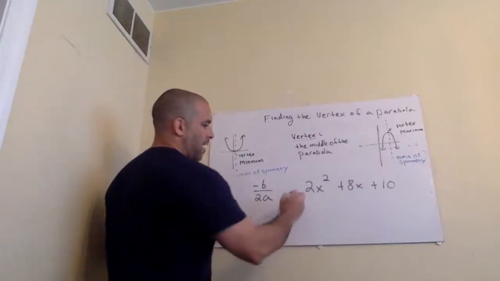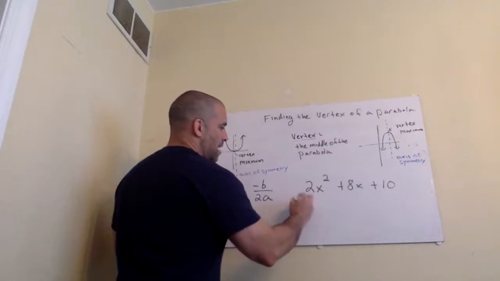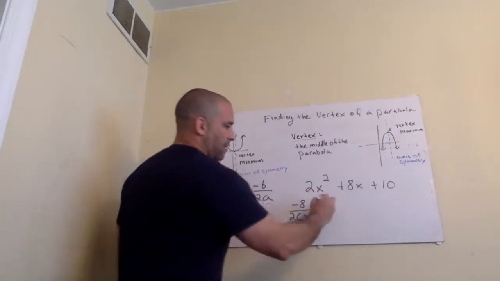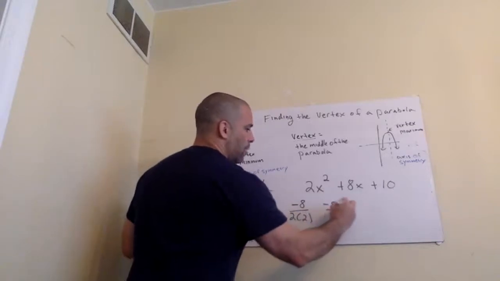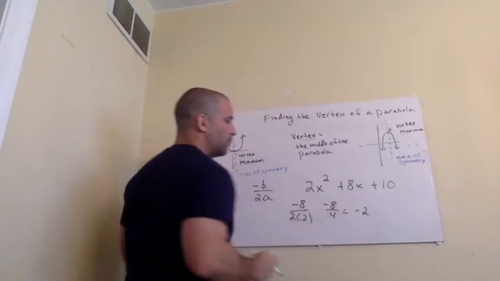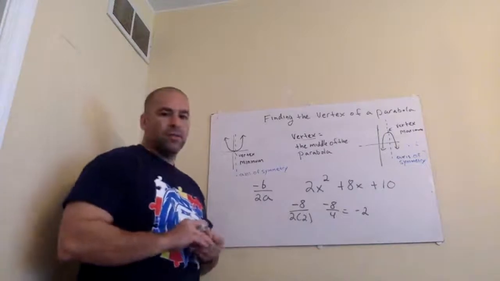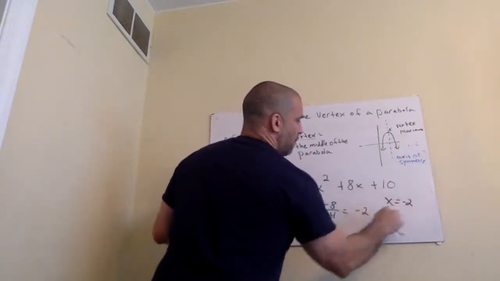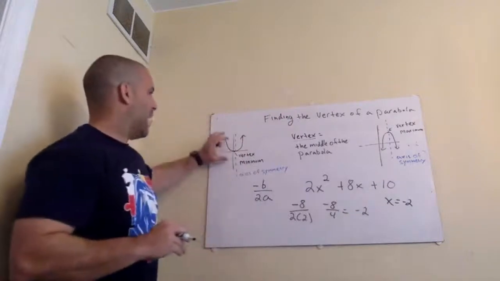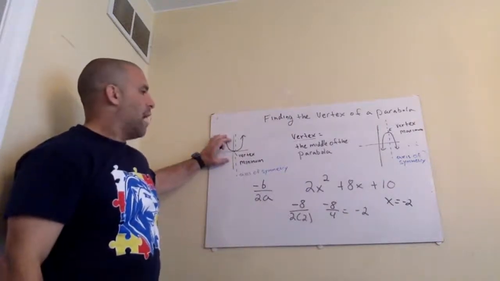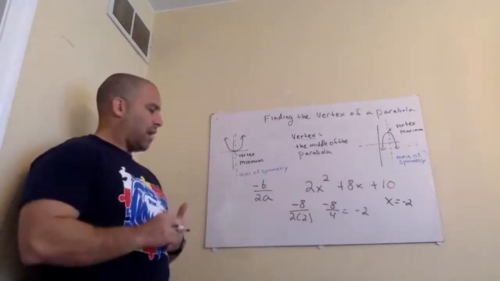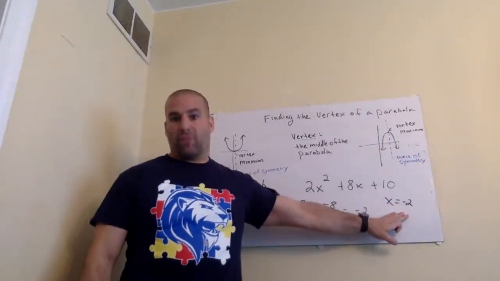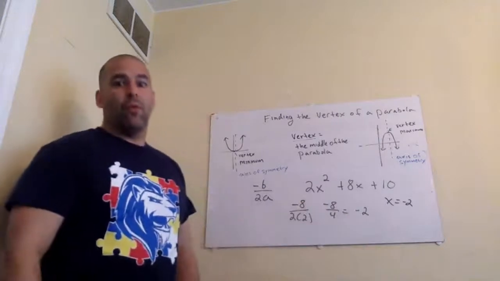So here we have opposite 8 over 2 times 2. And then evaluating it, we have negative 8 divided by 4, which is negative 2. So that means we understand that the axis of symmetry is negative 2. That's that dashed line that's right here. Now, to complete finding the vertex, understand that this is the x value of the vertex. We need to find the corresponding y value.